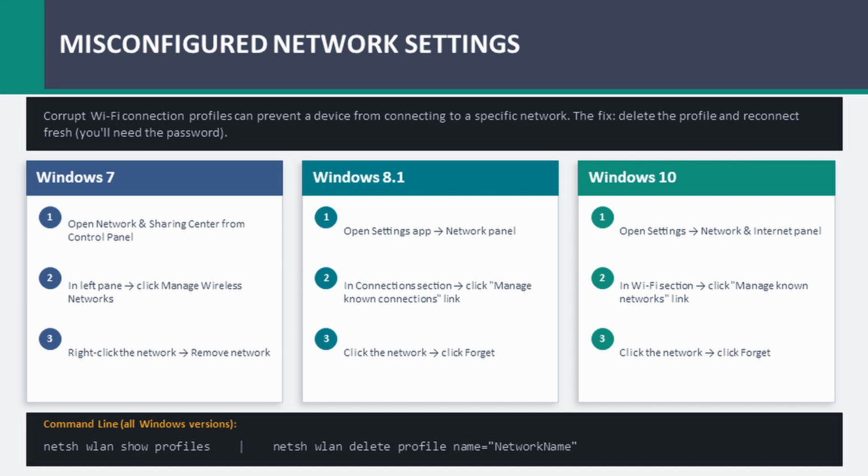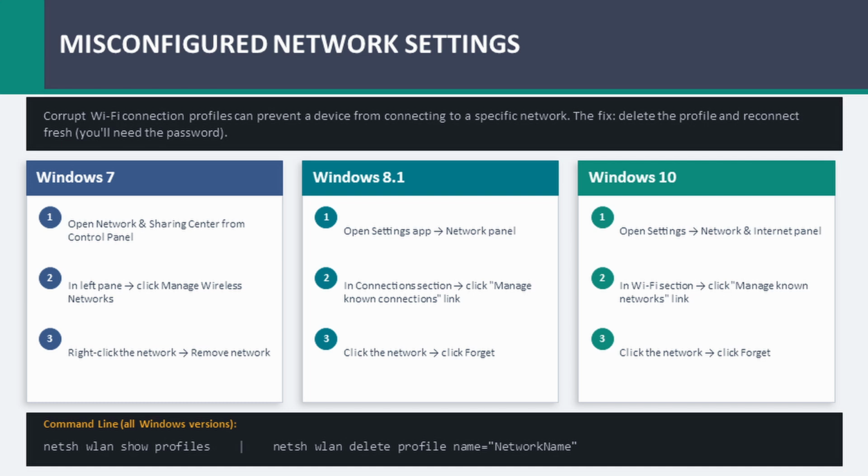In Windows 10, go to Settings, then Network and Internet, find the Wi-Fi section, click Manage Known Networks, select the network, and click Forget. For all versions of Windows, you can also delete network profiles from an elevated command prompt. The command netsh wlan show profiles lists all saved Wi-Fi networks. Then netsh wlan delete profile name=, followed by the network name in quotes, removes it.